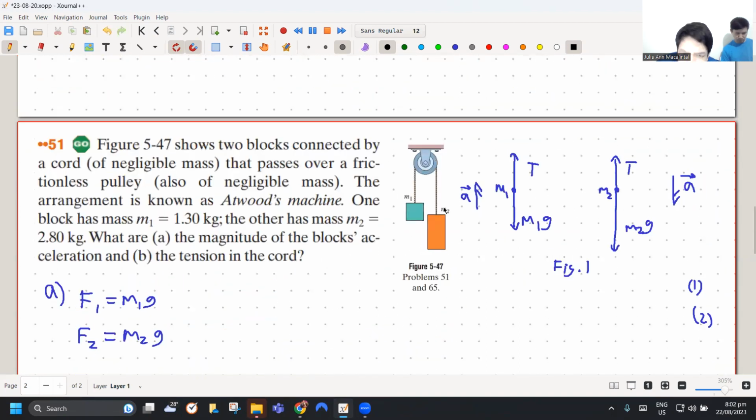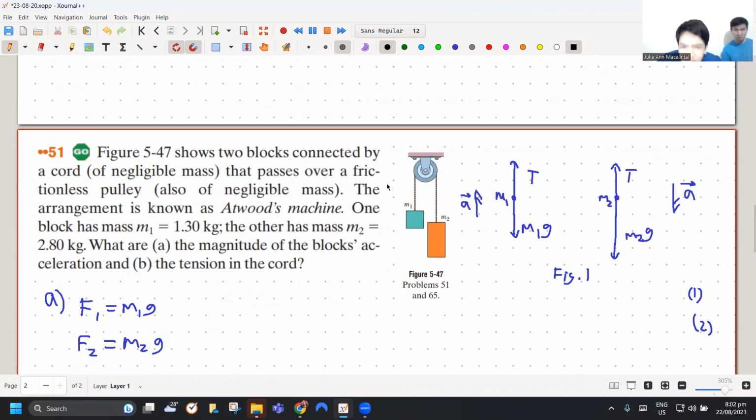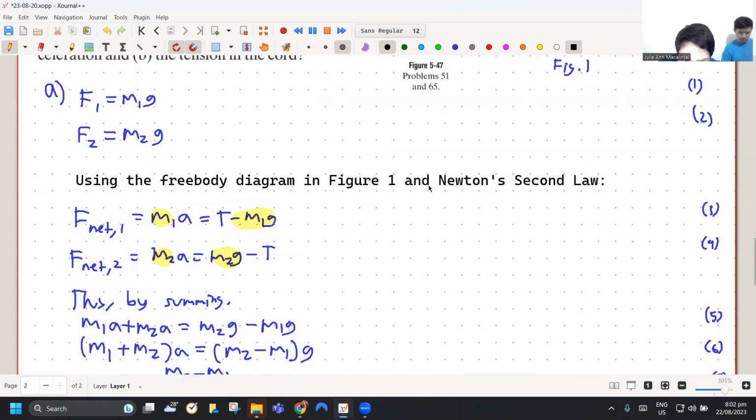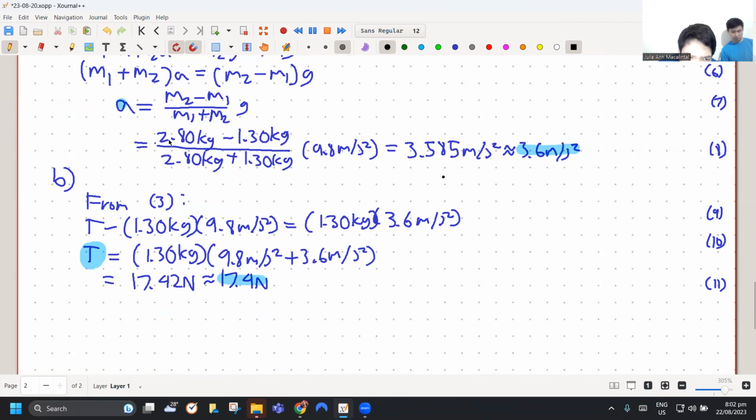Why are their accelerations the same? Not because of Newton's third law, but because this cord is massless. If the cord was not massless, and there was friction in the pulley, then definitely their accelerations won't be the same. But now the absolute value of their acceleration is 3.6 meters per second squared, and the tension in the cord is 17.4 newtons.